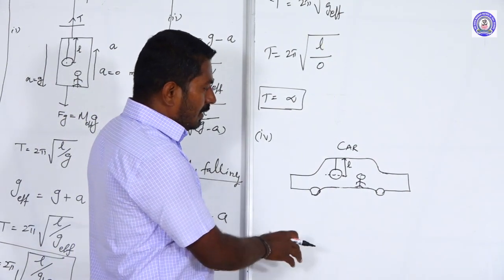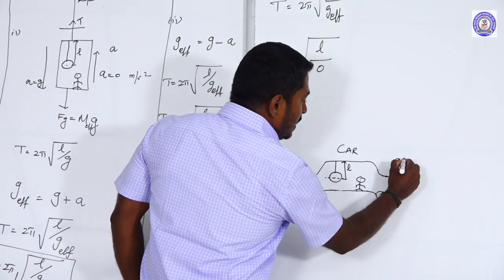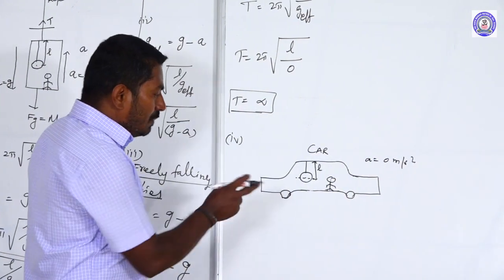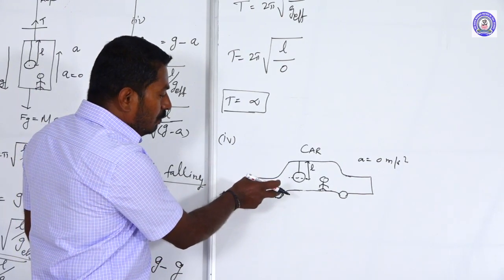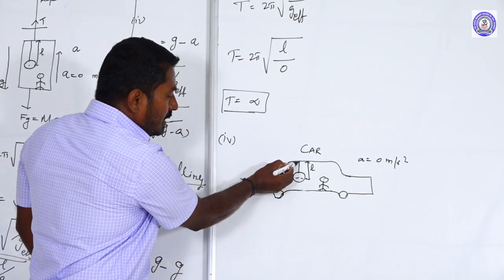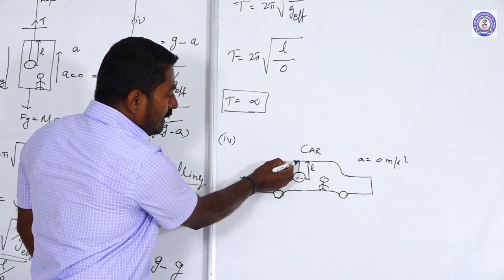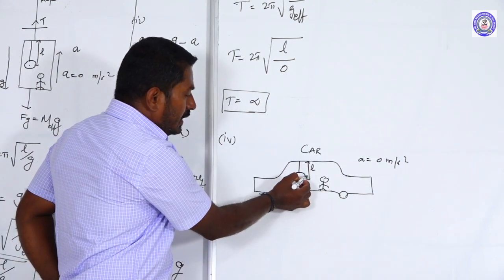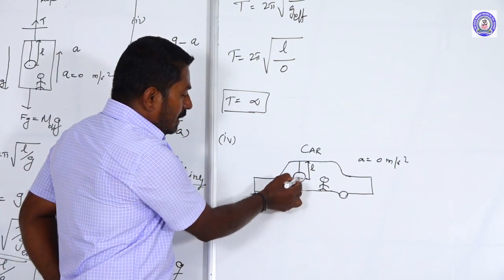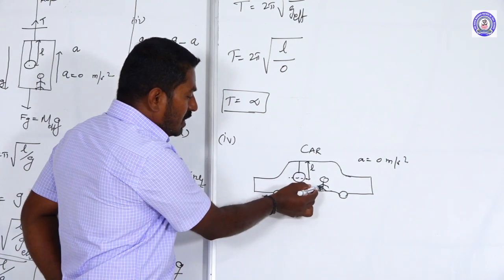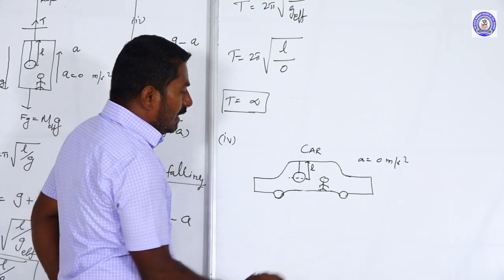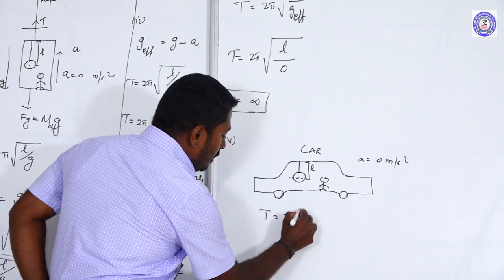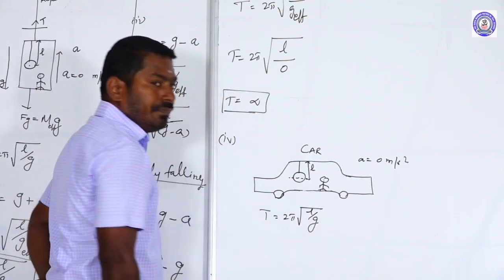Let us consider a car initially at rest. The acceleration of the car a is equal to 0 meter per second square. Now the simple pendulum experiment is performed inside the car. The simple pendulum is tied to the ceiling or roof of the car. The length of the simple pendulum is L. The time taken by the bob to complete one oscillation, measured by an observer inside the car at rest, is the time period T equal to 2 pi square root of L divided by g.